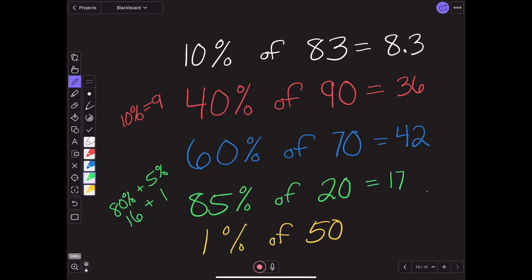Okay, 1% of 50. Now, 1% is the same as 1 out of 100. So if you think about it, you're going to move the decimal place not only over once, but we're going to move it over twice per 100. So 1% of $50 would be 50 cents.